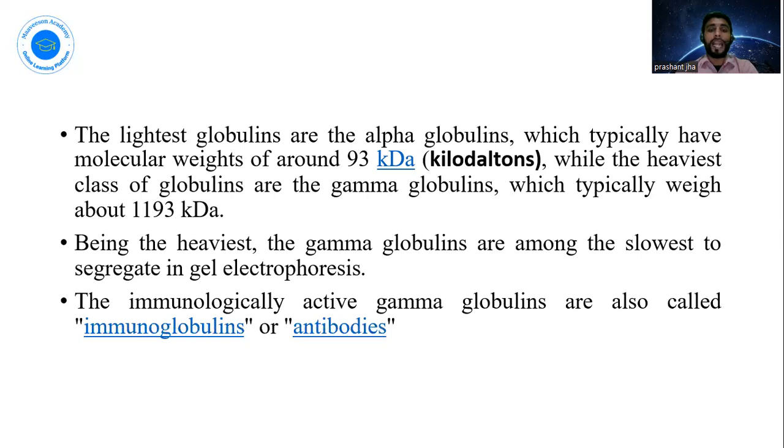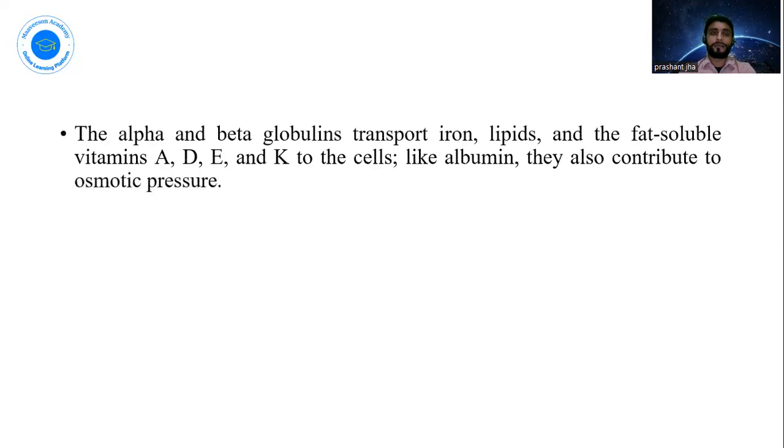The immunologically active gamma globulins are also known as the immunoglobulins or antibodies. The alpha and beta globulins transport iron, lipids, and the fat soluble vitamins, that is A, D, E, and K, to the cells. Like albumin, they also contribute to osmotic pressure.